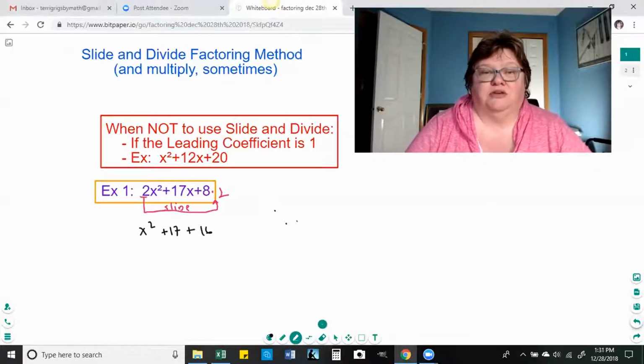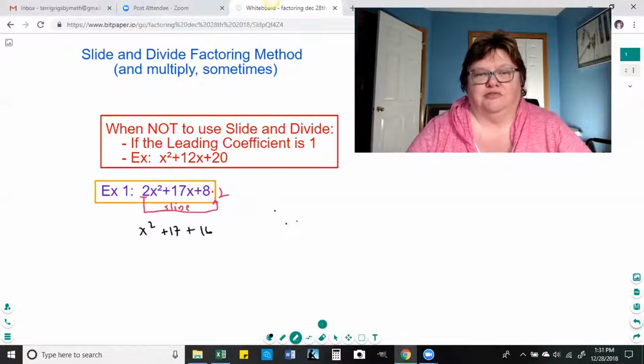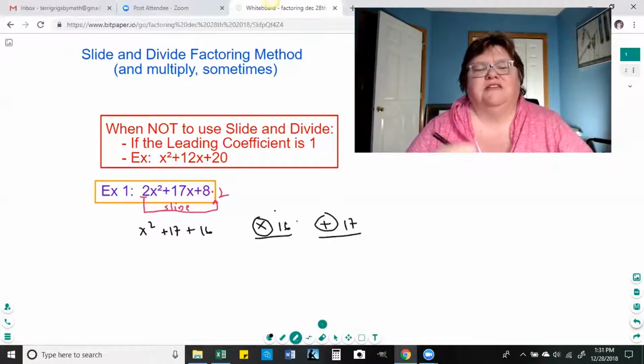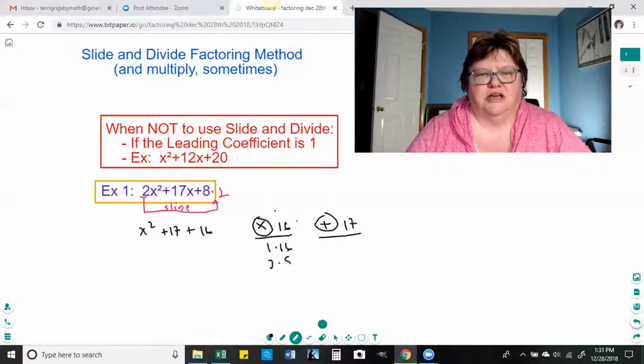And now, just like you've been doing on the other ones that have a leading coefficient of 1, you want to multiply to get 16, but you need to add to get 17, right? So, to get 16, I like to go in order just because it keeps things clear for me and I don't lose my possibilities. So I'm going to do 1 times 16, 2 times 8, and 4 times 4, and those are my only possibilities here. So now I'm going to add them and see which one gives me 17. So if I go 1 plus 16, well, that's the one I want.